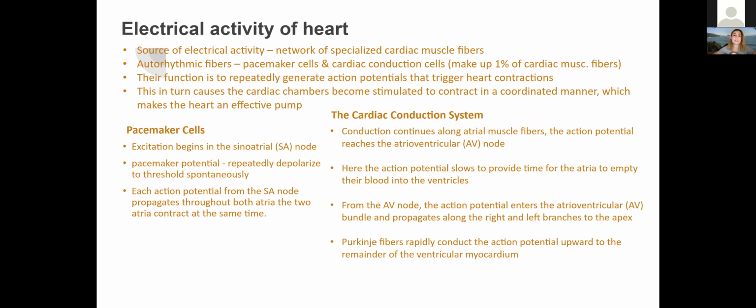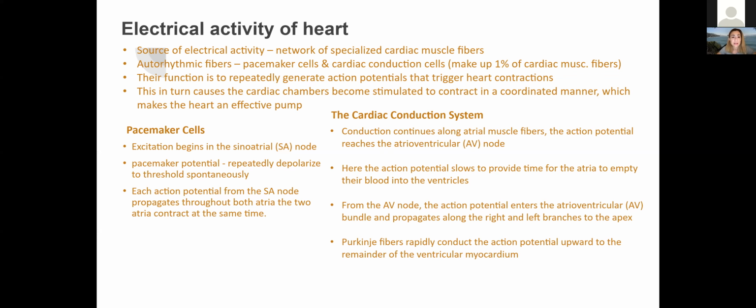The electrical activity of the heart. We're going to briefly outline this; most of it we already know. The source of electrical activity is a network of specialized cardiac muscle fibers. The autorhythmic fibers are the pacemaker cells, and we also have the cardiac conduction cells, both of which make up about 1% of the cardiac muscle fibers. Their function is to repeatedly generate action potentials that trigger heart contractions, which in turn causes the cardiac chambers to become stimulated to contract in a coordinated manner, which makes the heart an effective pump.